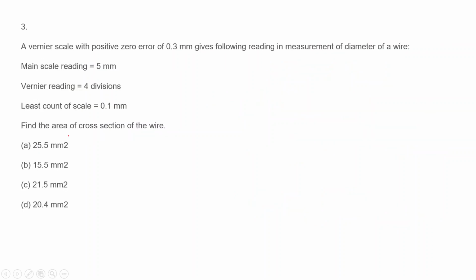Okay, so the third question: a vernier scale with positive zero error. It's already telling us there is a positive zero error of 0.3 millimeter, and it gives the following reading in measurement of the diameter of a wire. So we are measuring the diameter of a wire. This is a wire, this is the diameter, and we are using a vernier caliper, right?